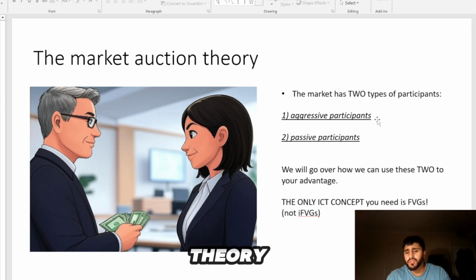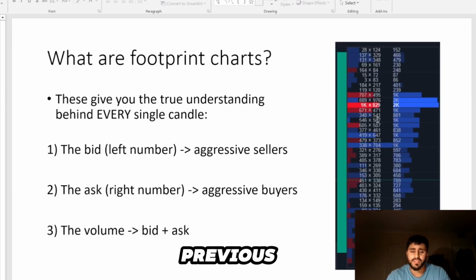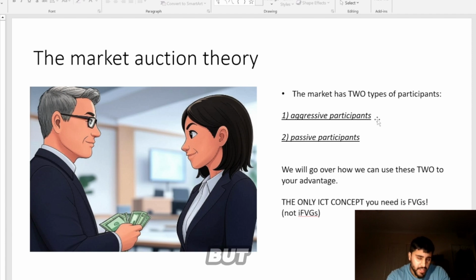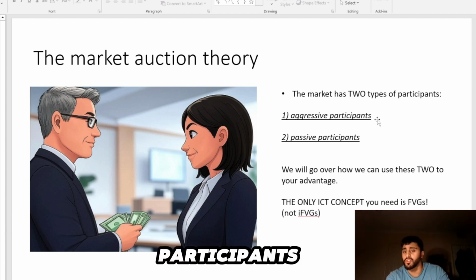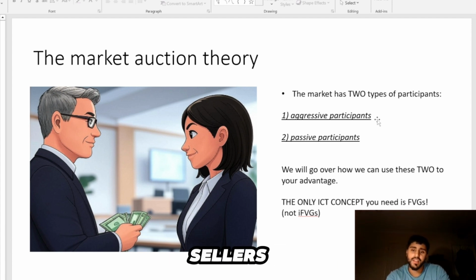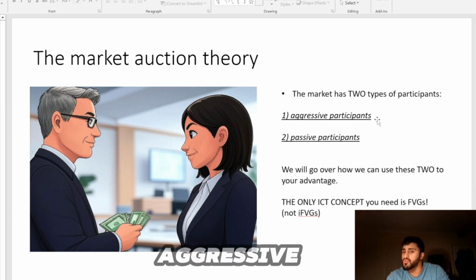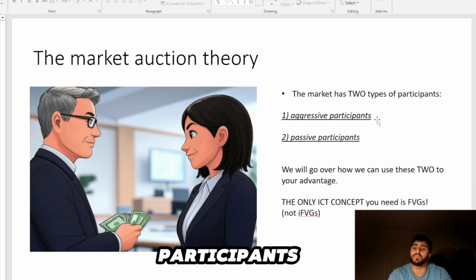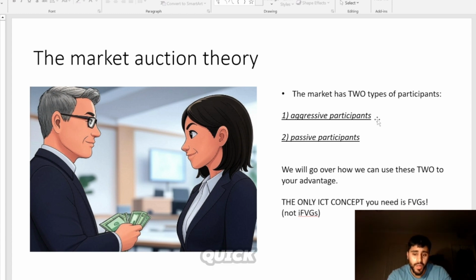So market auction theory is very important because we discussed in the previous slide that there's buyers and sellers, but there's two types of buyers and there's two types of sellers. We have aggressive participants, aggressive buyers, and aggressive sellers, and we have passive participants, i.e. passive buyers and passive sellers. So we're going to be going over how you can use both aggressive and passive participants to catch great trades. And just a quick tip, you only need fair value gaps from the entire ICT arsenal to trade this properly.